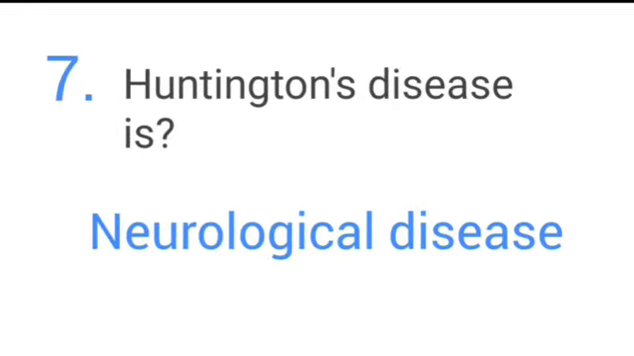Huntington's disease is dash. Neurological disease.